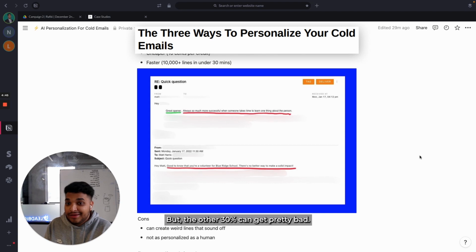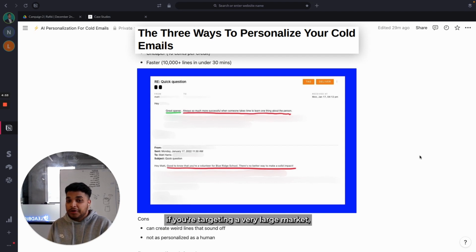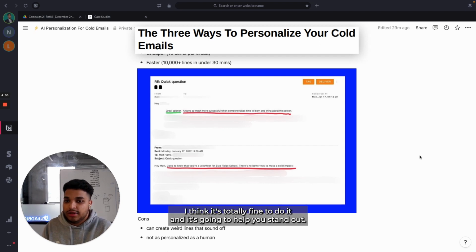But the other 30% can get pretty bad. I've seen some very bad AI personalized lines. And if you're targeting a very large market, I think it's totally fine to do it. And it's going to help you stand out.